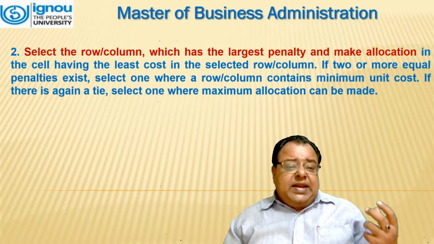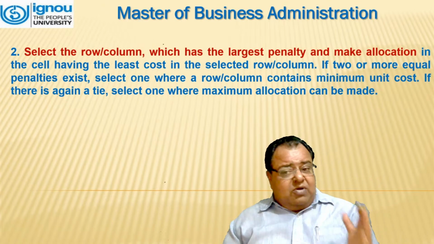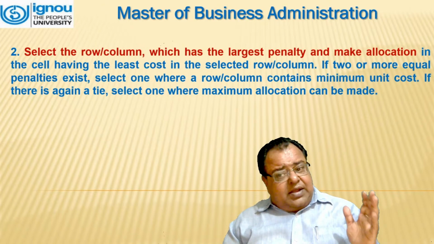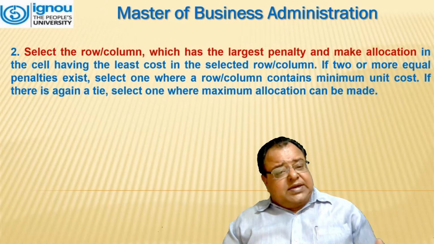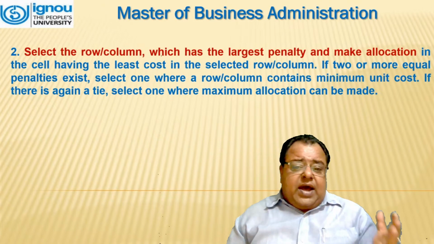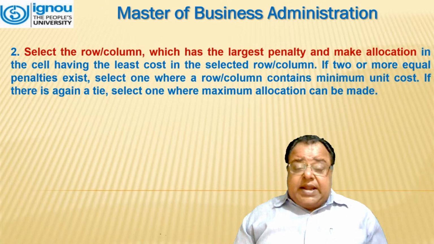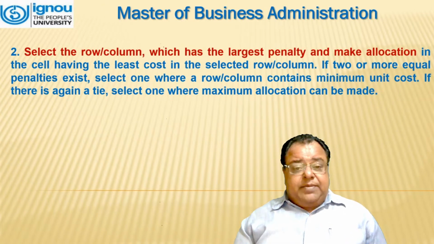In the cell having the least cost in the selected row or column, if two or more equal penalties exist, select the one where the row or column contains the minimum unit cost. If there is again a tie, select the one where the maximum allocation can be made.